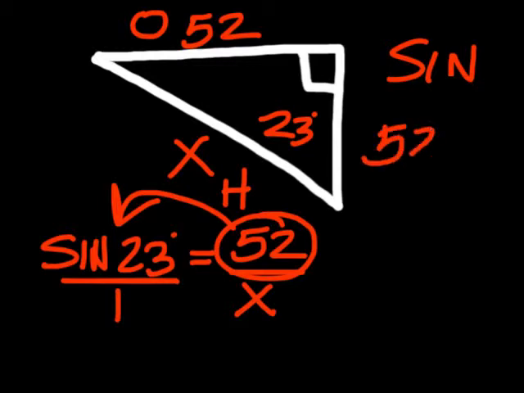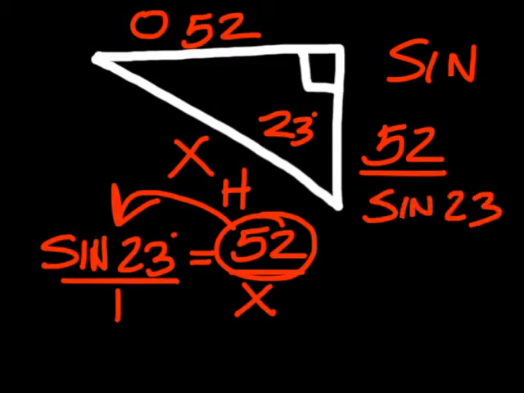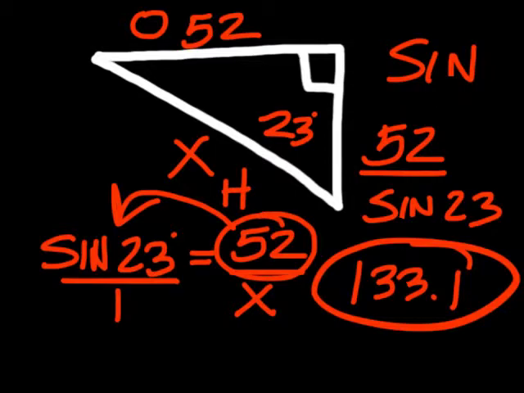So if you do 52 divided by sine 23 on your calculator, put in 52, hit divide, and then put in sine 23. What should you come back with? 133.1, yes.